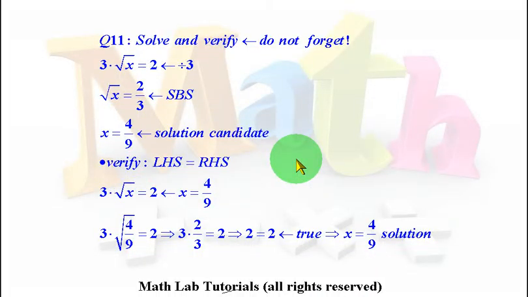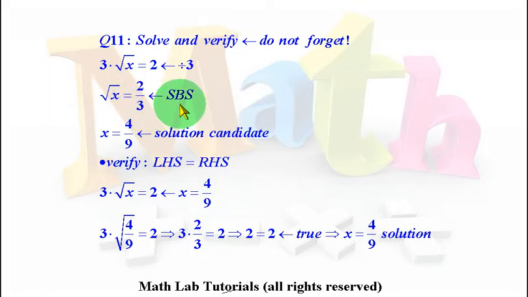This is video 7 of the video series on radicals, and is just a continuation of video 6. And we'll continue solving simple radical equations. Question 11, solve and verify, and do not forget to verify. We have 3 dot root x equals 2. We can divide both sides by 3. That's optional, but we'll go ahead and do that anyway. We'll get the square root of x is equal to 2 over 3.